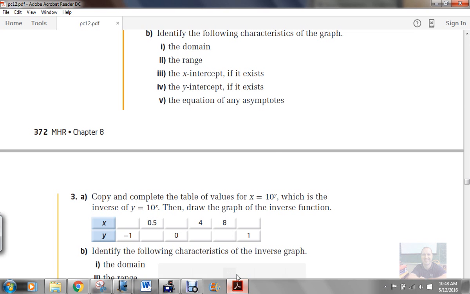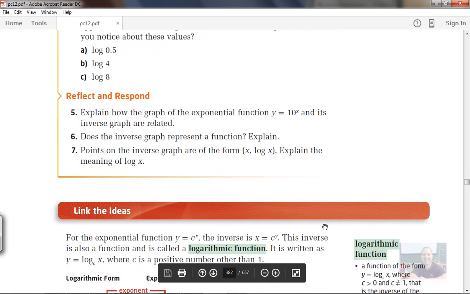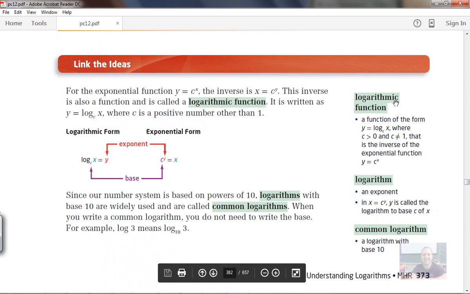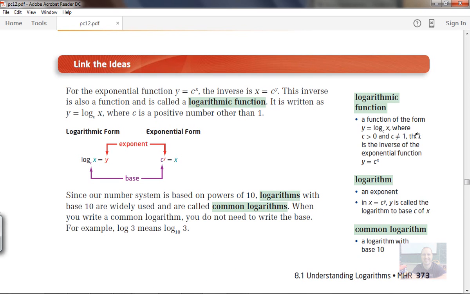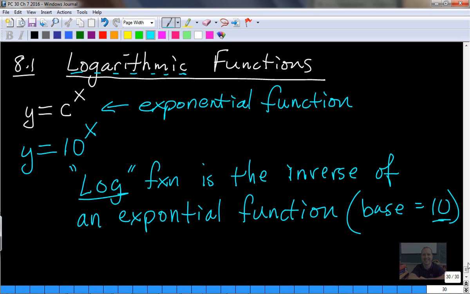So I just want to go just to your text there. Okay, so it's the inverse of the inverse. Now look over here in your text, you see the definition of a log function here. Okay, a function of the form y equals log base c of x. Okay, and it's the inverse of the exponential function y equals c to the power of x. So I'm just going to flesh that out a little bit, and then I'm going to come back to this right here, because this is sort of a summary. But let me just explain a little bit more about what we're doing here.